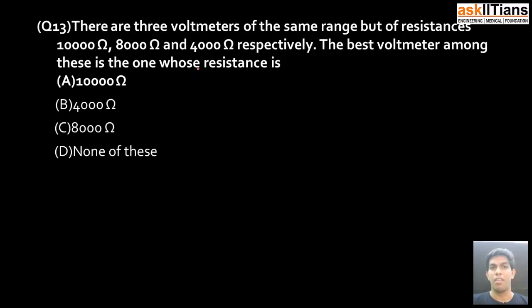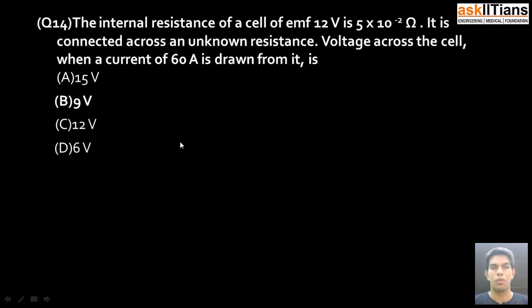It says there are 3 voltmeters of same range but of resistance 10,000 ohm, 8,000 ohm and 4,000 ohm respectively. The best voltmeter among these is the one whose resistance is 10,000, 4,000, 8,000 or none of these. We know that greater the value of the resistance, the better will be the voltmeter. Hence A, that is 10,000 ohm, is the best resistance among the 3 given voltmeter setups. So A is the correct answer. Let's move on to the 14th question.